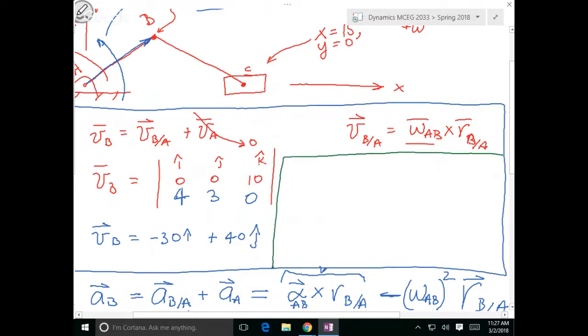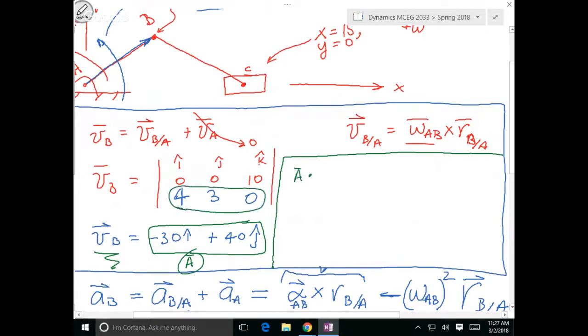Okay, so if I take this vector, just this one, and I'll just call it vector A. Now, you know that it's the velocity of B, but I'm going to call it vector A. Vector A dotted with, oh, here I got this one. Let's dot it with R, B to A. What do you think I should get?